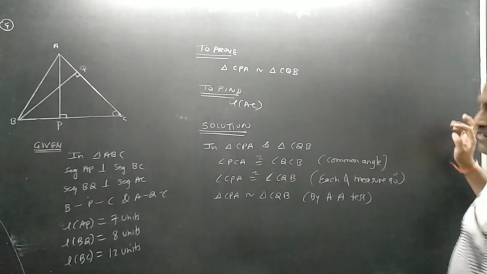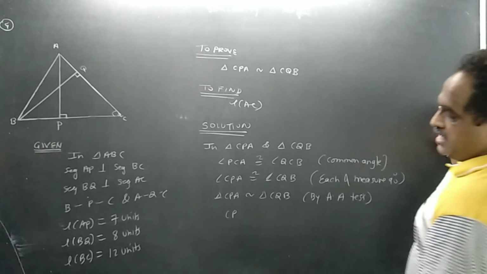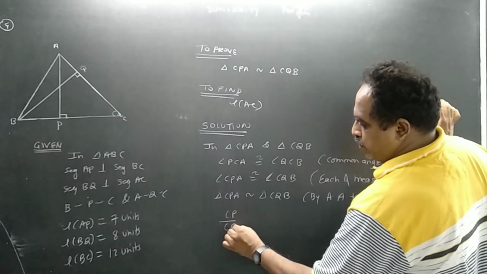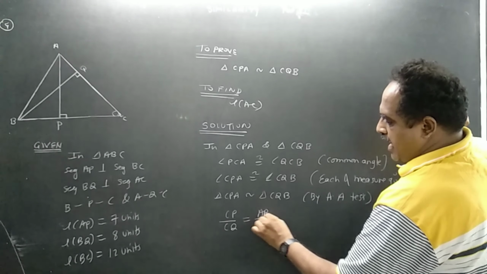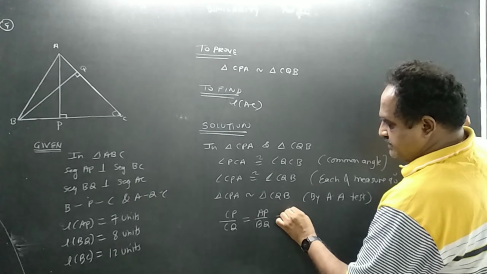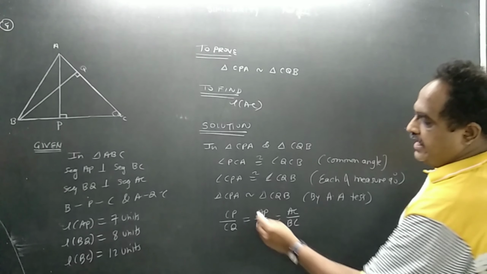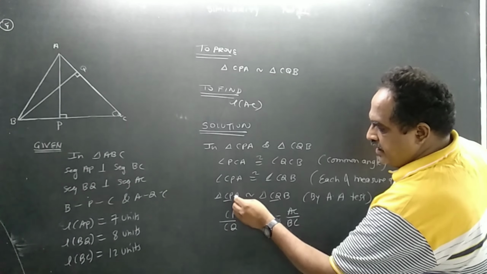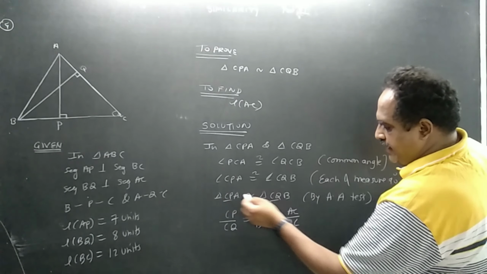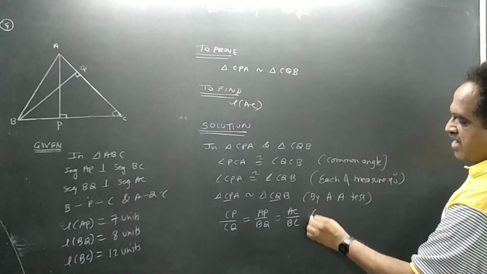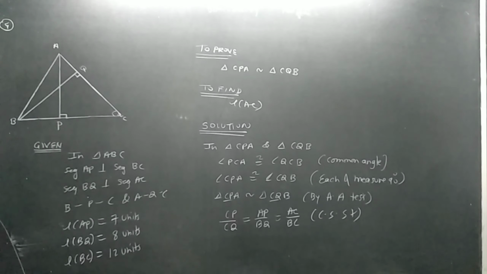So what I will do, I will take the corresponding sides. So CP upon CQ is equal to AP upon BQ is equal to AC upon BC. See, CP upon CQ, instead of PA I write AP, so you can write BQ and AC upon BC. Now you substitute the values.